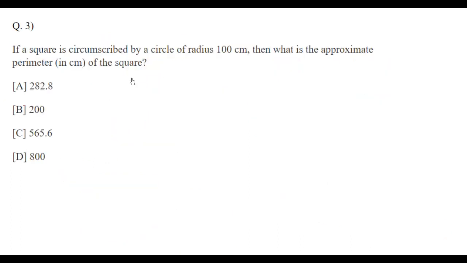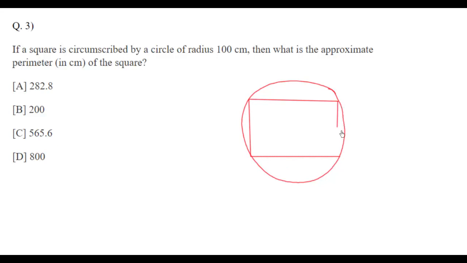Now the third question says that if the square is circumscribed by a circle of radius 100 centimeters, then what is the approximate perimeter? So we have to draw a circle, and within this circle there is a square which is inscribed. This is what the question is saying, right? If this is a square, then definitely the diagonal of the square will become the diameter of the circle, and this is the center, which is the midpoint of the diagonal, correct? Now if these are the sides, say A, then the diagonal and the diameter both will be A root of 2. So the radius would be A divided by root of 2, correct?